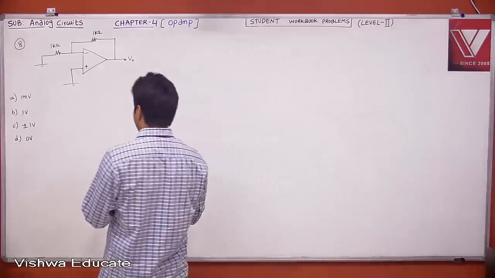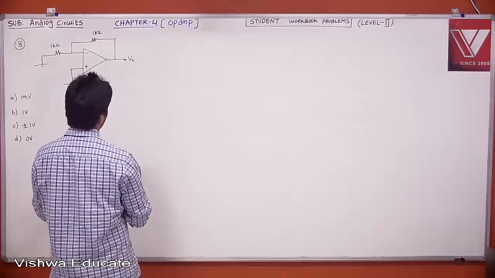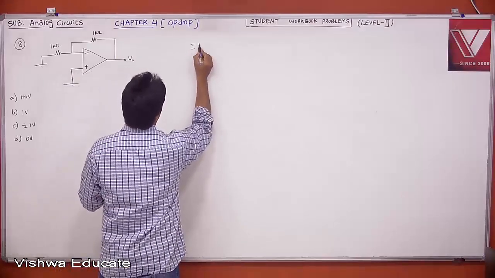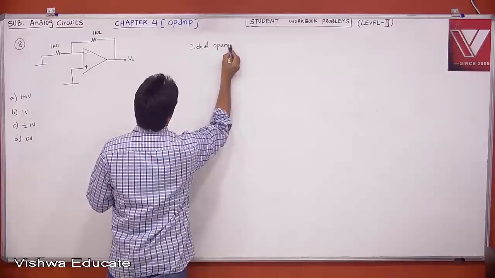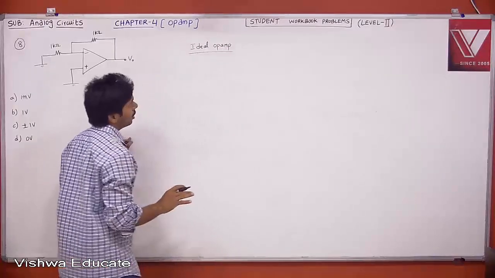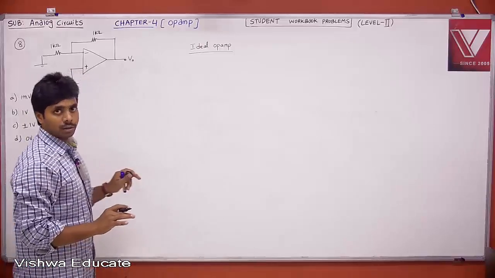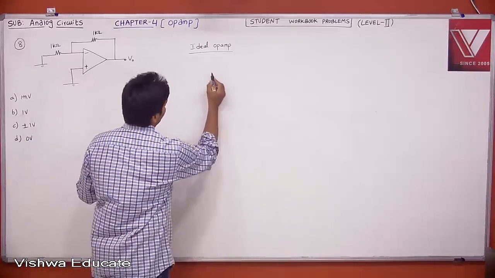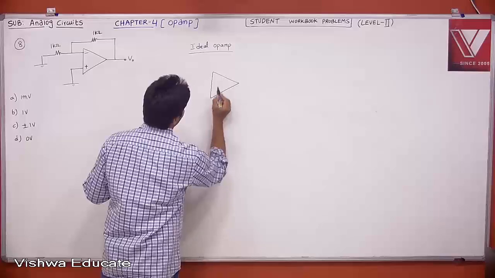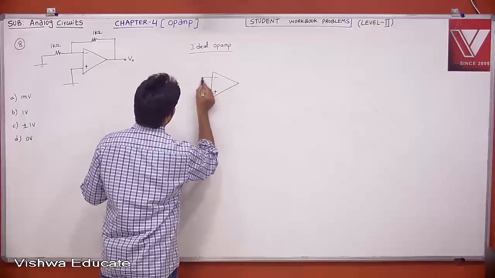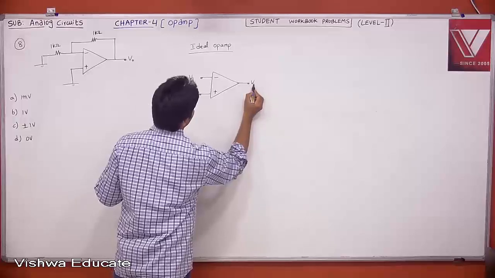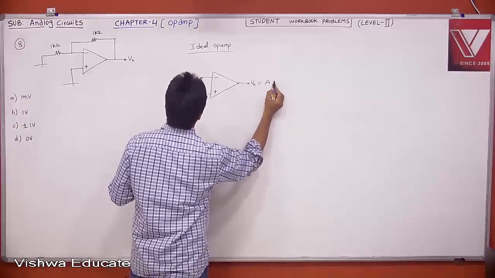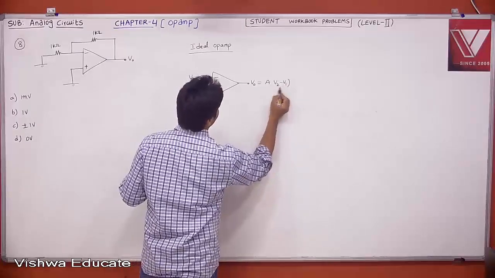See, if you take an ideal op-amp without offset, it is referred to input by default unless it is specified that it is at output. Now, if you take your ideal op-amp where gain is very high, input impedance is very high, let us say this is V1, this is V2 and this is V0. What is V0? V0 is equal to A times (V2 minus V1).